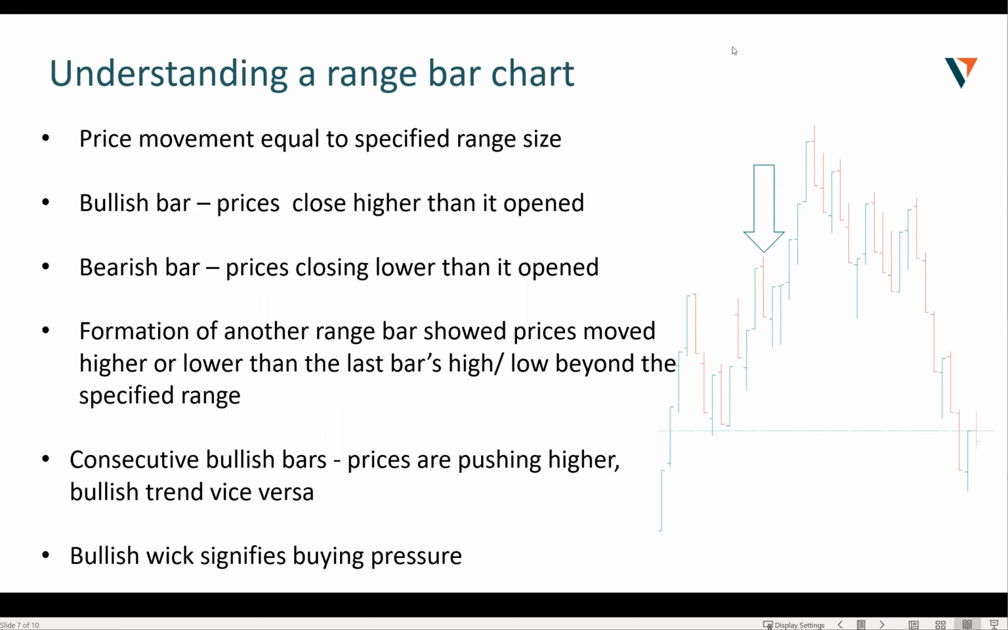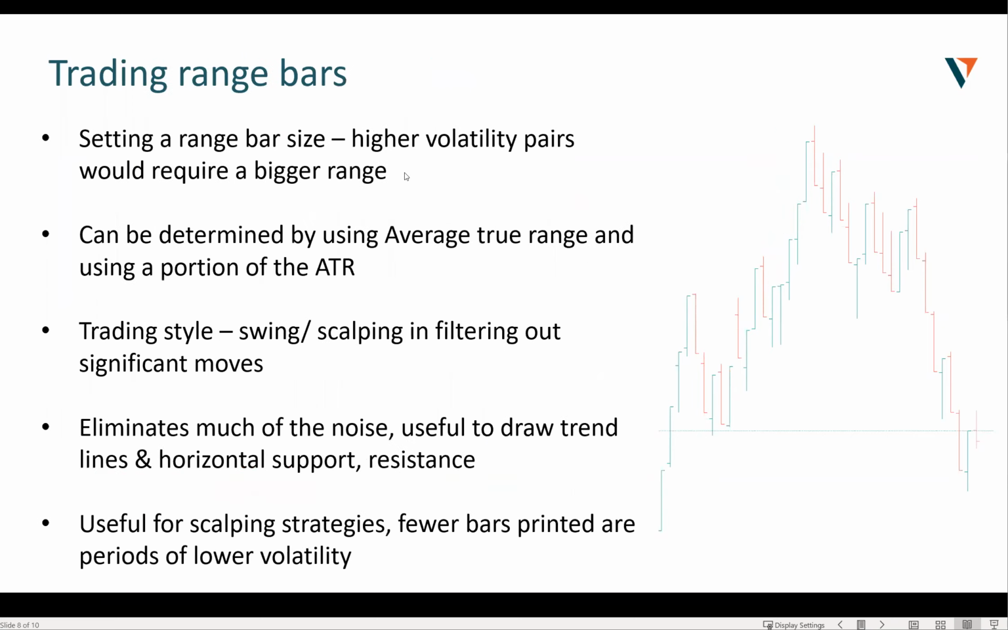Okay, so I hope so far it's clear. Next we will be taking a look at trading range bars. Essentially we will talk a bit more about setting a range bar size. In general, the ones with higher volatility would require a bigger range. The way you can think about this is that we want to make sure that the specified range is enough to filter out price movements, so that we only record the significant ones. So for a range bar size, let me just bring up TradingView and we can take a look at that together.